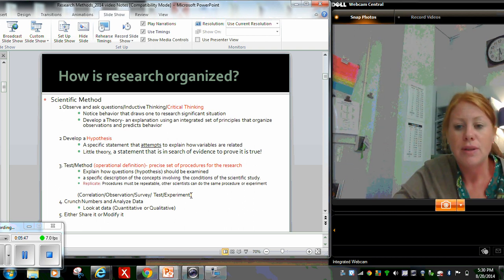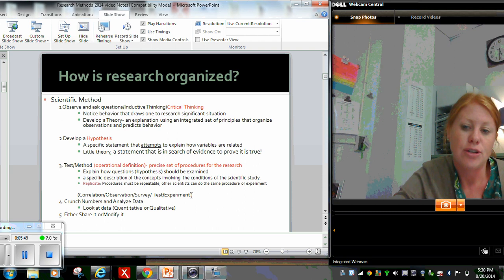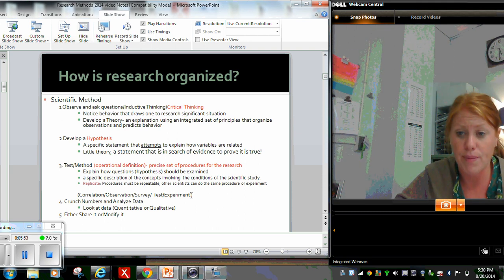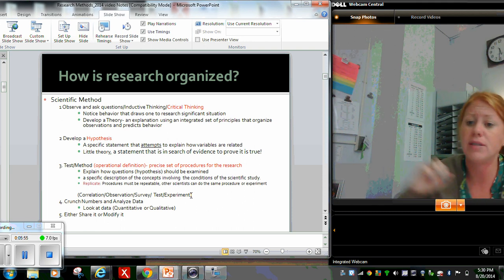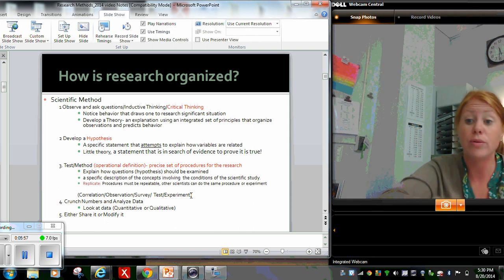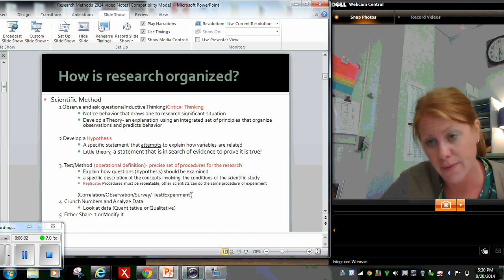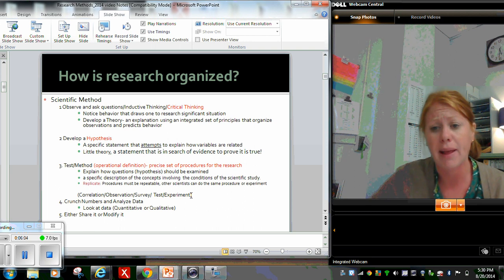But in order to do this, you have to have an operational definition. You have to have a precise set of procedures for how you're going to perform this research. I'm going to have 30 students here and 30 students there. I'm going to use this specific classroom. I'm going to use this specific test with these specific questions. So it can be replicated.